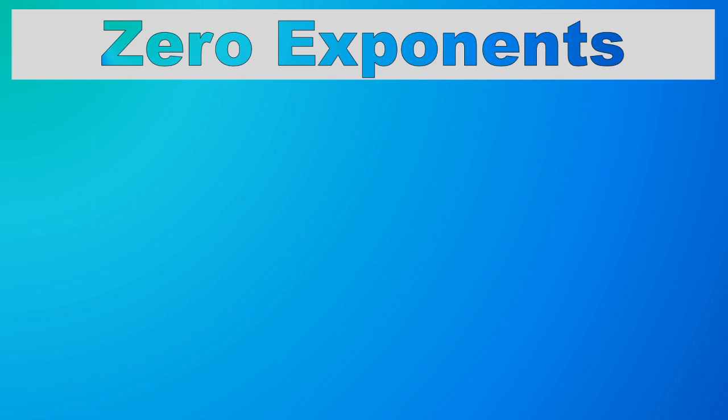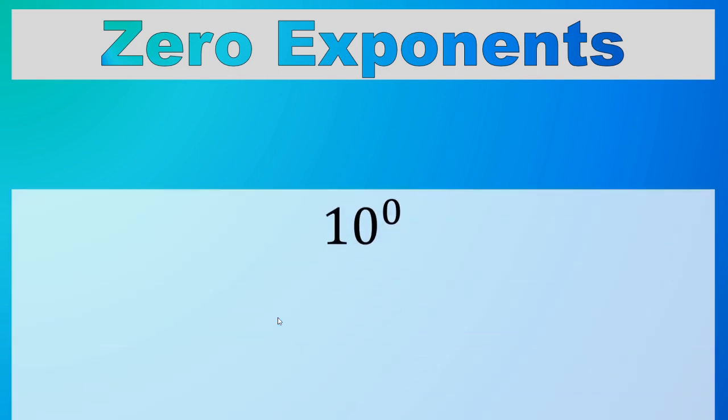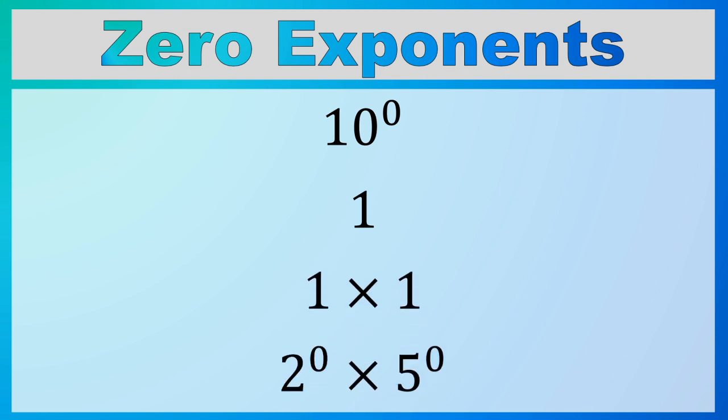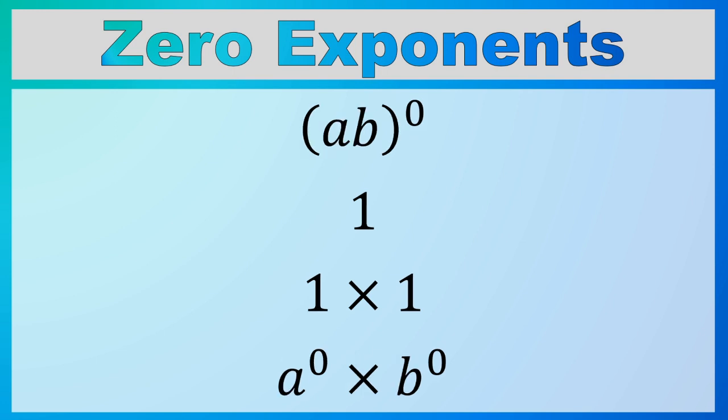What happens if the exponent is 0? Let's say 10 to the 0th power. Well, anything but 0 to the 0th power is equal to 1, as I explain later in the set of videos. And now 1 is equal to 1 times 1. And again, we use the idea that anything but 0 to the 0 is equal to 1. And you can do likewise with variables.